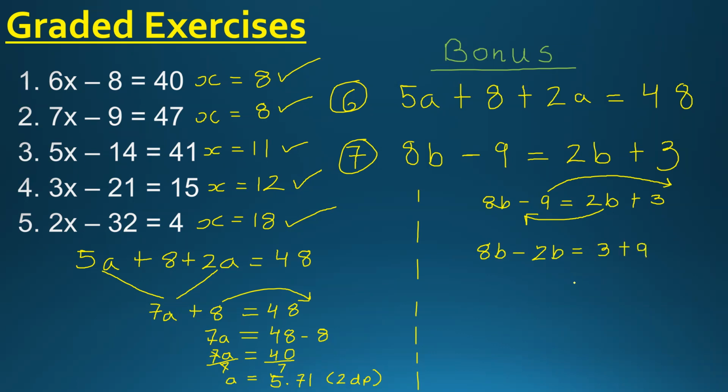Good. And then after that, from 8b minus 2b, I got 6b equals 12. And then I brought down the 6 and divided. And then I got 12 over 6, which would be b equals 2. That's correct. So b is equal to 2.